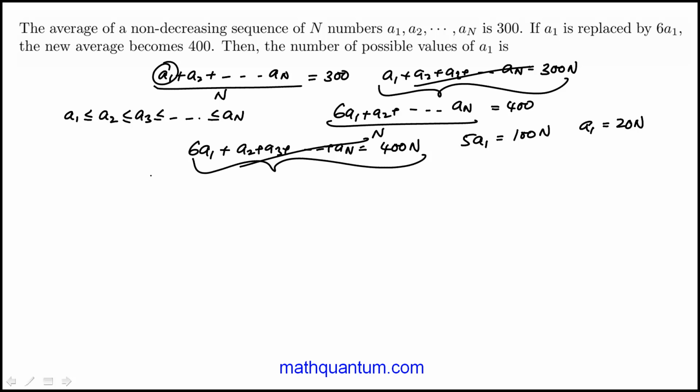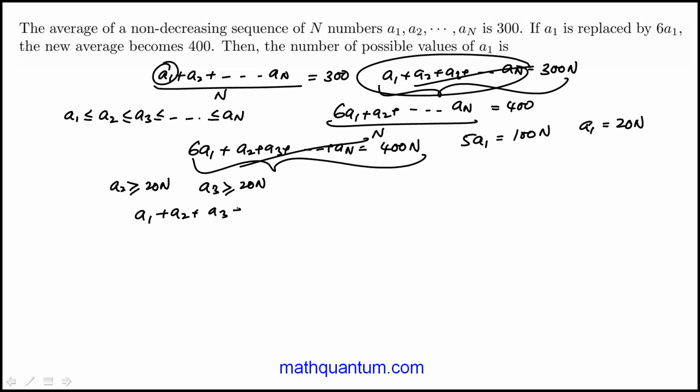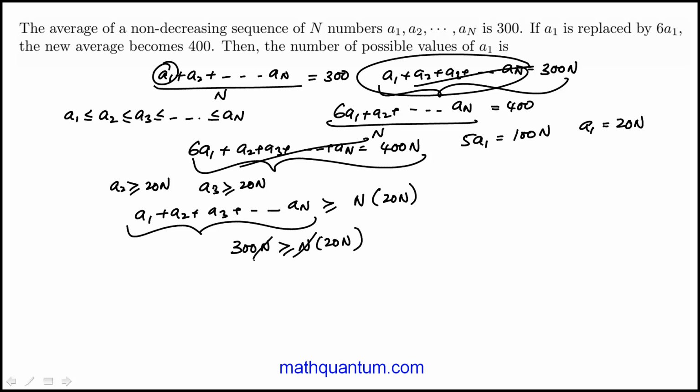So that means that A2 will also be greater than or equal to 20n, A3 will be greater than or equal to 20n, and I know that their sum is 300n. So if I add up these, that has to be greater than or equal to n times 20n, because each one is at least 20n. And we also know that that is equal to 300n. So that puts a constraint on n. So n would have to be less than or equal to 300 over 20, which is 15.